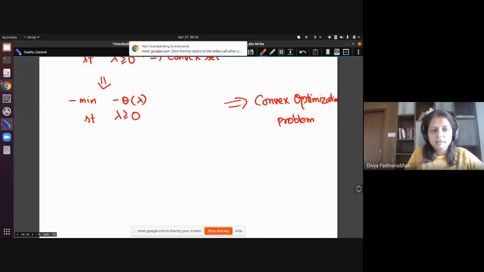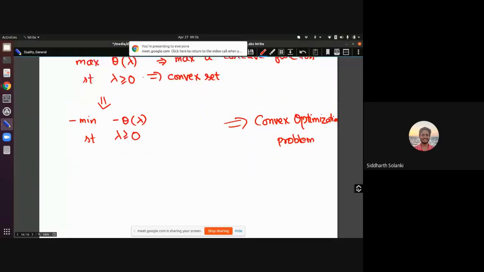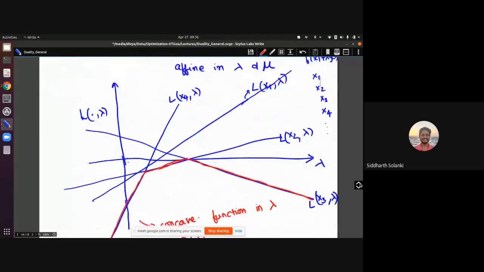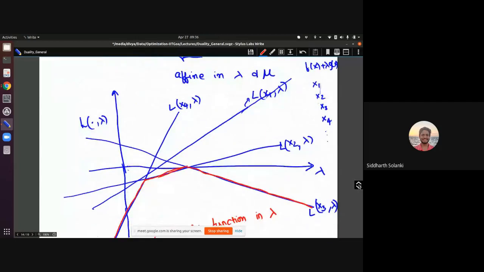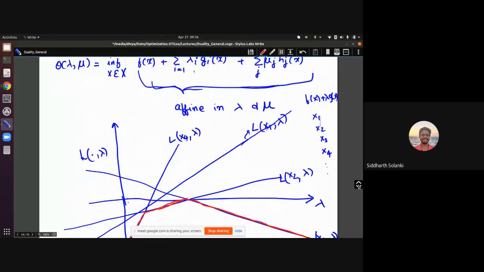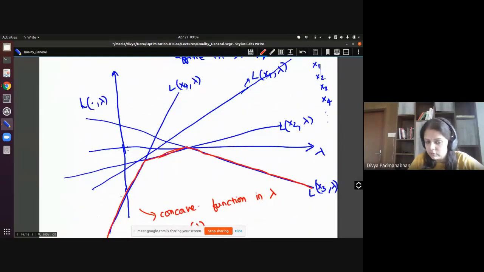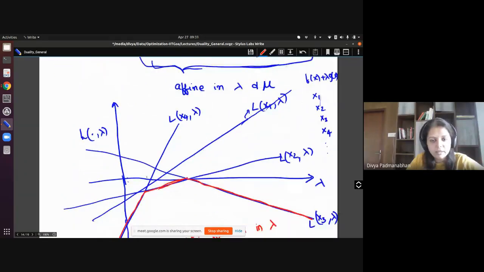Ma'am, in the dual, every point that we get when we take the infimum over x, and then we convert it into a function of lambda, every point there is a lower bound, right, for the primal problem? So every point here in the dual, this function theta of lambda, mu, all of these are lower bounds. Is that the case? Yes, this will always be true.